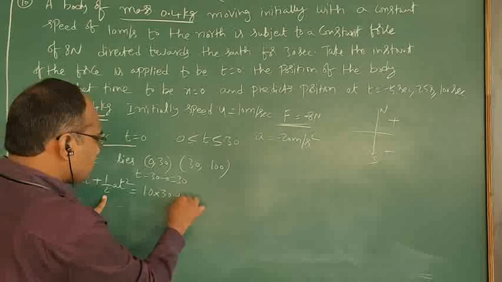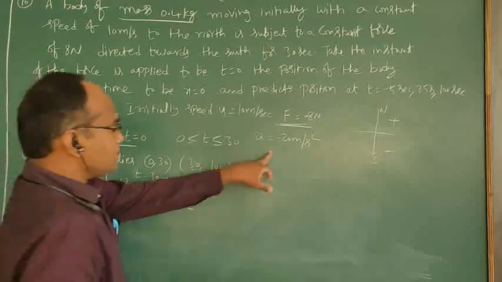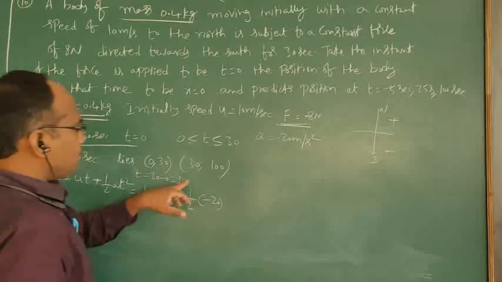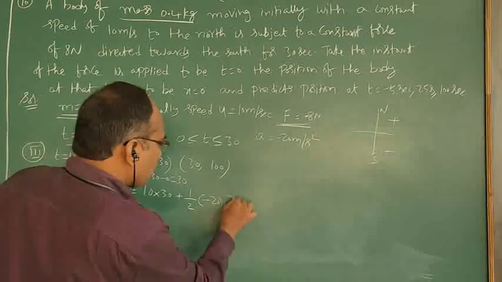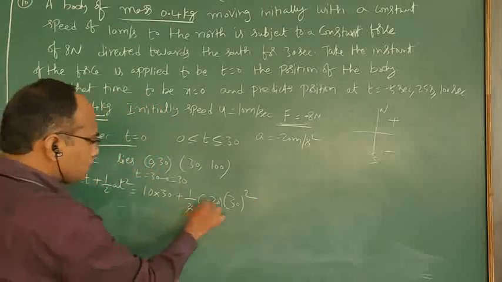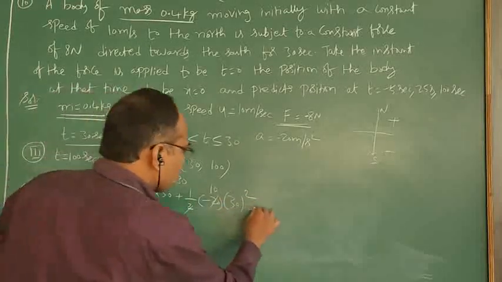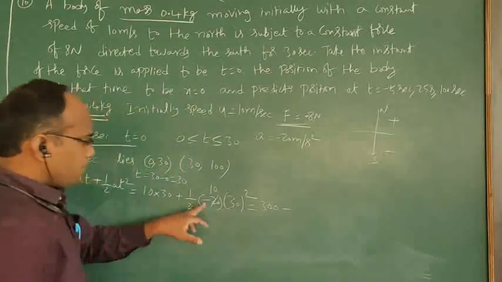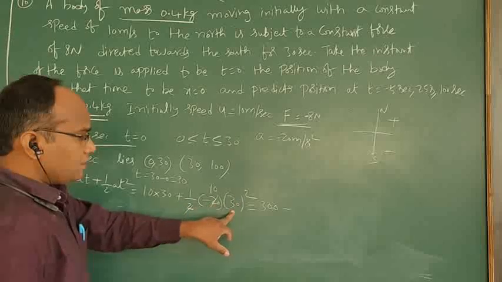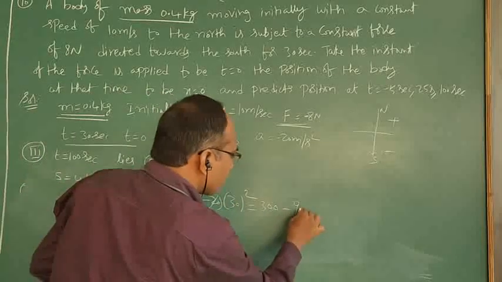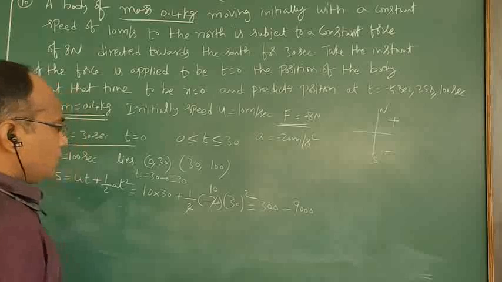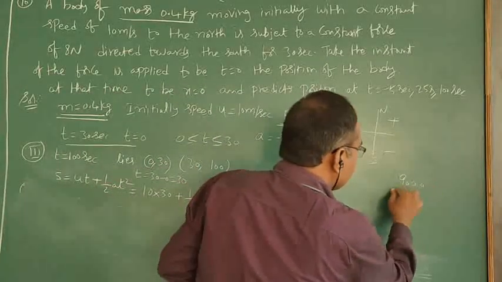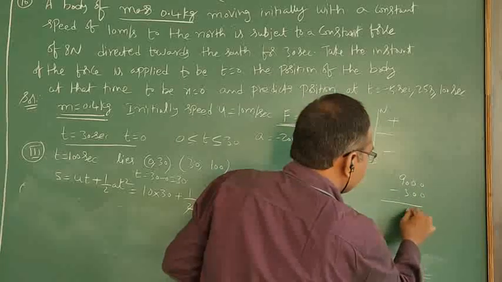Plus 1 by 2, a is minus 20, and t square means time 30 whole square. So 2 ones are 2, 2 tens are 20. So what is the value? 300 minus, plus 2 minus 900, that is 9000 minus 300.